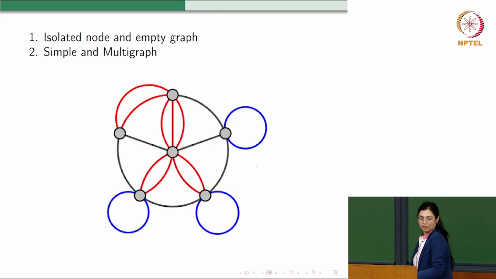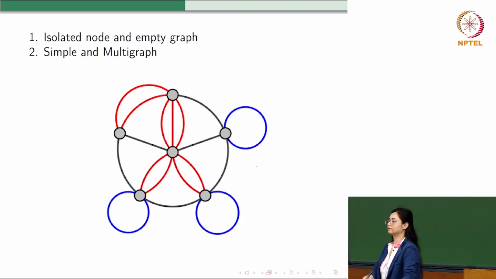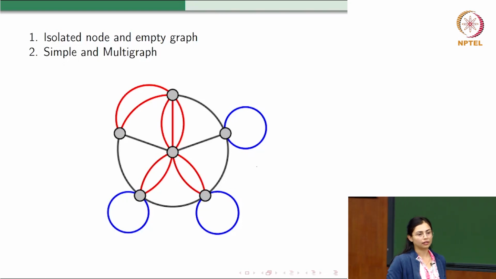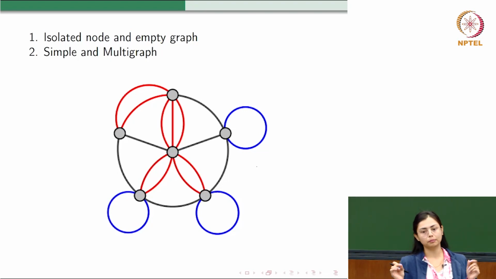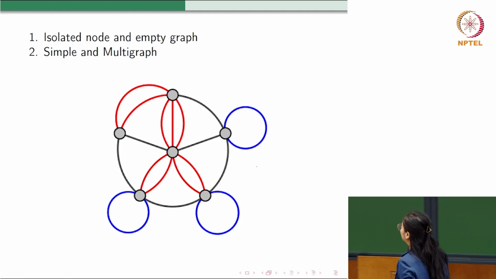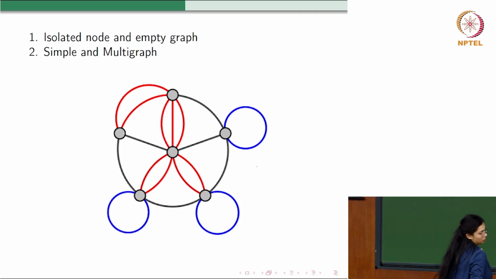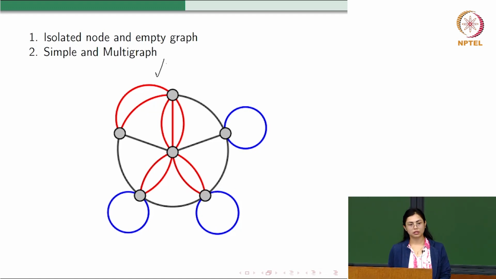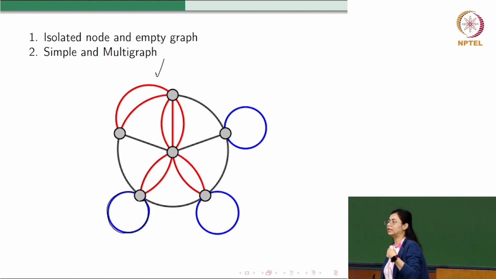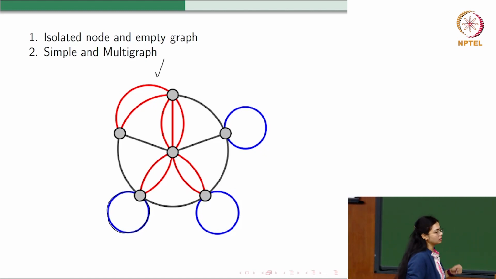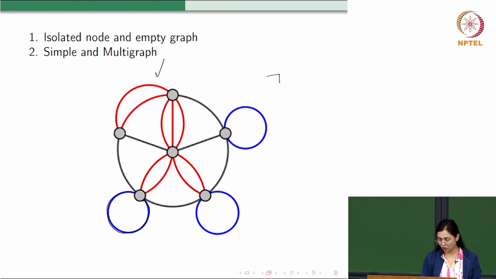So what about simple and multi-graphs? A simple graph means there is only one directed or undirected link between two nodes. But if there are parallel links between two nodes, then we can say it's a multi-graph. And say there is a loop, a self link for that node. This kind of graph is called a multi-graph.